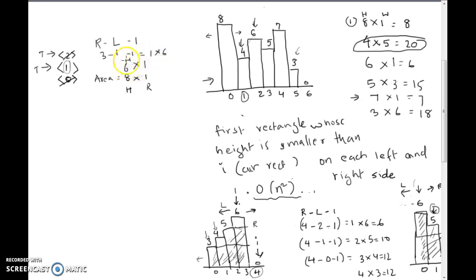1 times 6. So then the current top of the stack is index 1, and what we are looking at right now is 5. So 5 is bigger than 4, so we push that on top of the stack. So we push 5, or rather the index of that, 3, on top of the stack. So now the top of the stack is 3, and these are the active elements on the stack right now, index 1 and index 3. Then we proceed to 7. So 4, 5, and now 7.